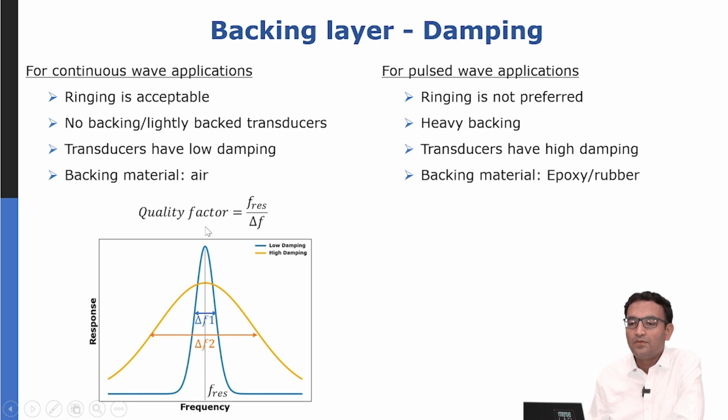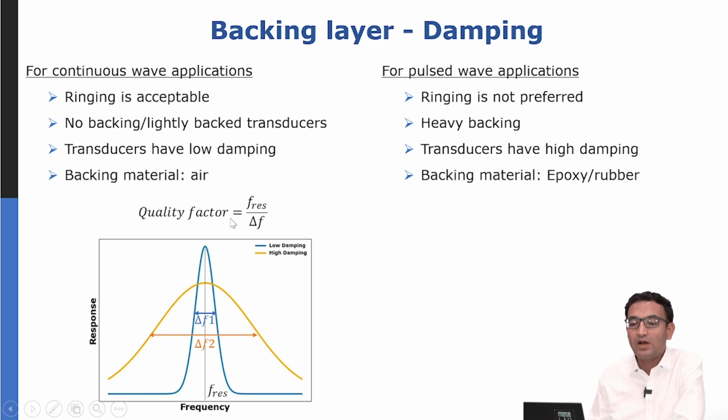So here we look at the quality factor of our crystal. On the x-axis you see the frequency, and on the y-axis you see the crystal response. If the resonance is very sharp in the vicinity of the resonance frequency, then we say the transducer has a high quality factor, which can be computed as the resonant frequency divided by the width of this resonance peak.